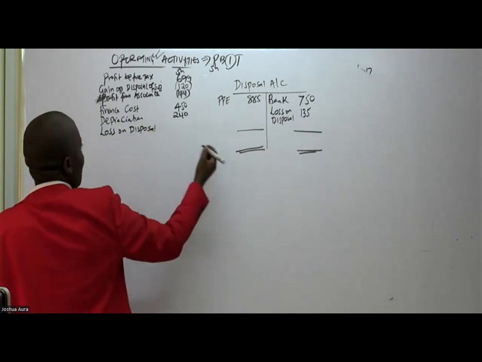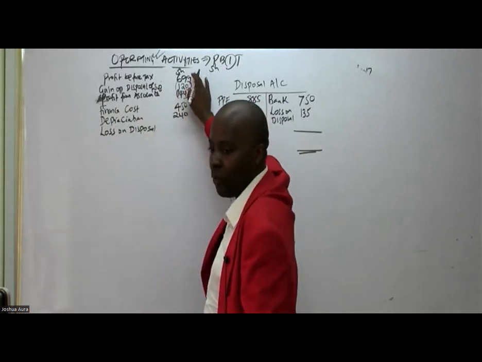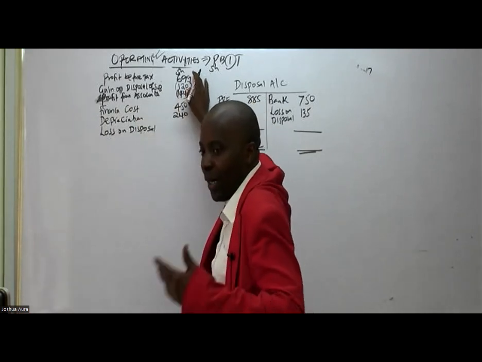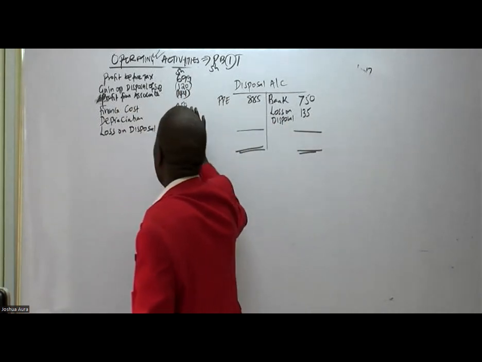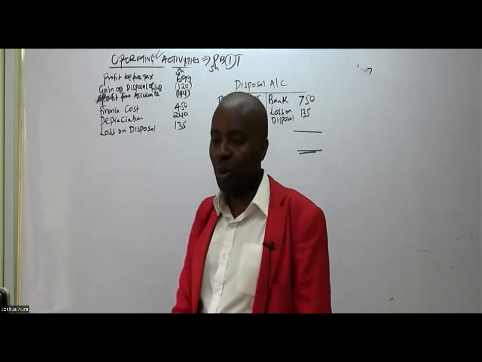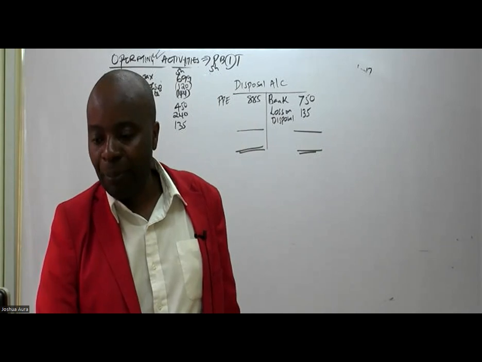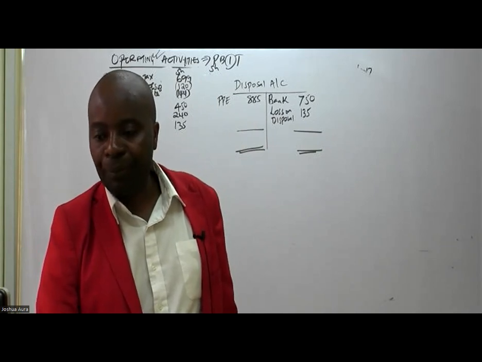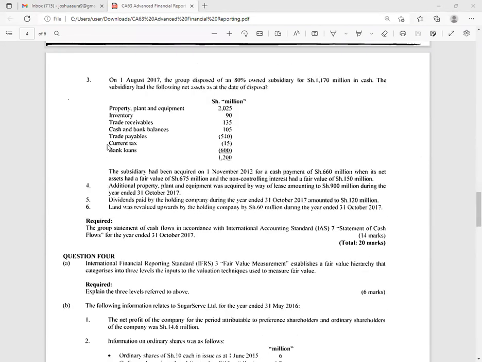So this loss on disposal is like an expense. These guys subtracted it while arriving at this figure. So ourselves, we need to come and add it back. So we have here 135. We are adding it back. We are leaving it positive like that. Loss on disposal. I would have brought in impairment very fast, but remember now, we don't have an impairment loss. So we continue. So we are going to note number 3.